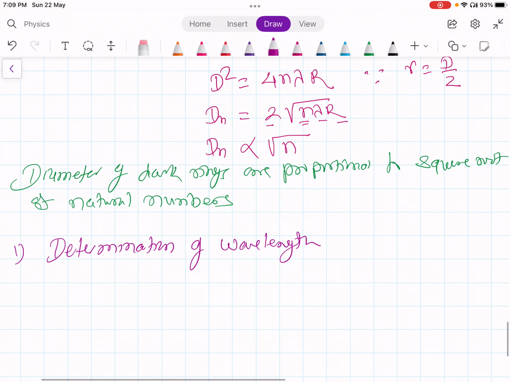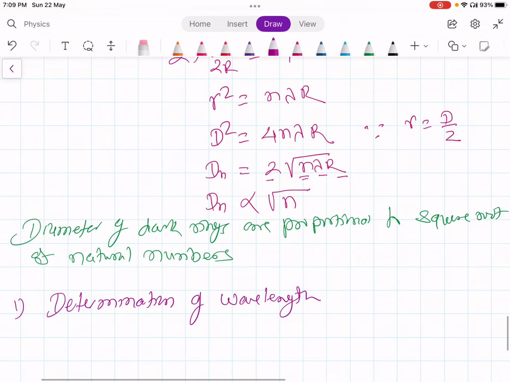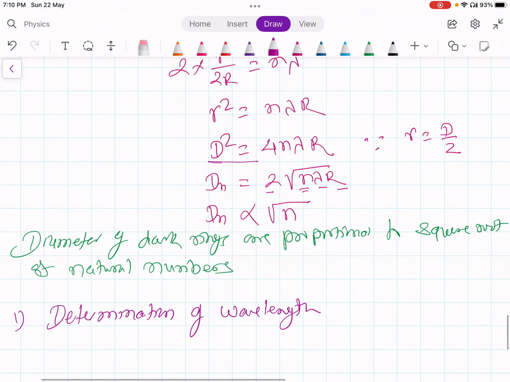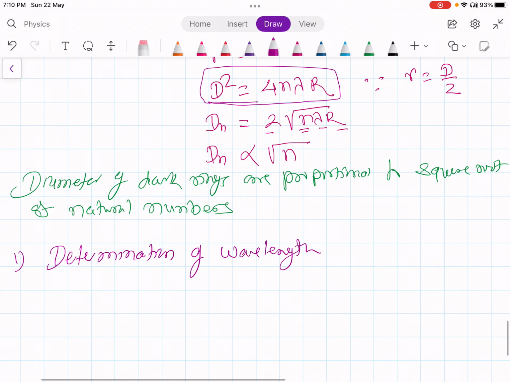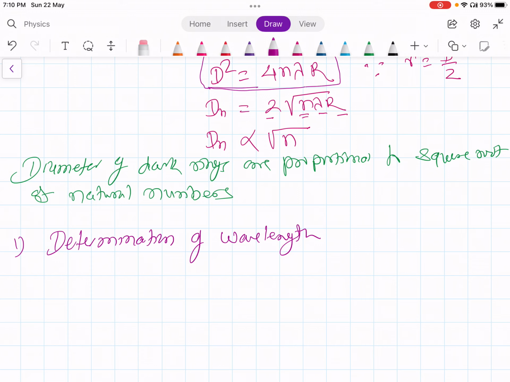Now we have to perform the experiment. As you can see, the simplest equation is for the dark ring. For the dark ring, diameter square is equal to 4n lambda. So we will consider the nth dark ring. Now in this case, the film between the lens and the glass plate is air. The film is air.